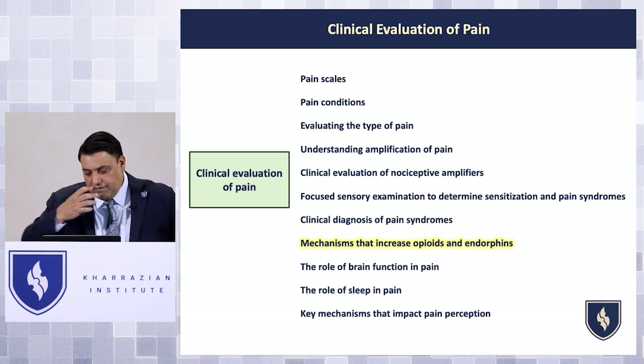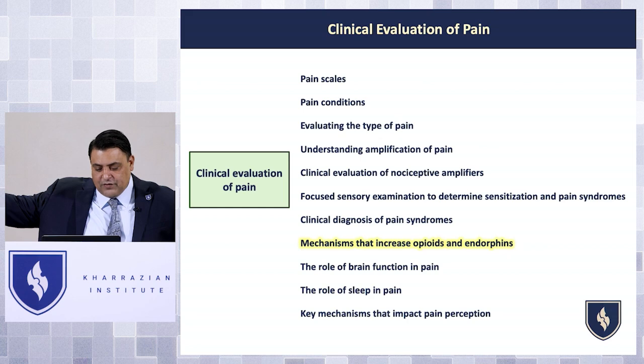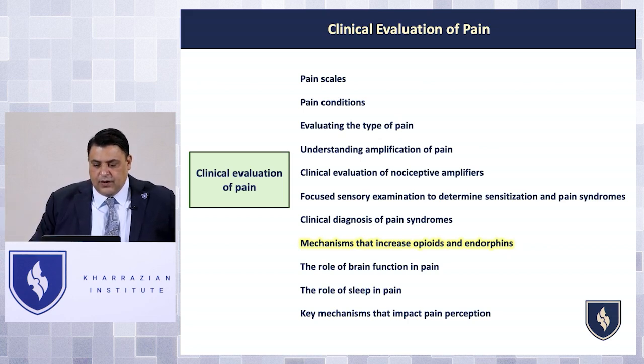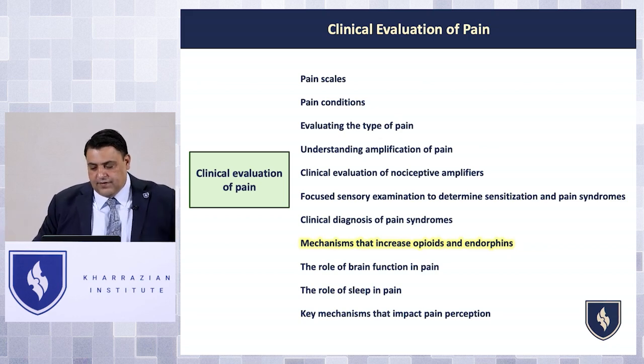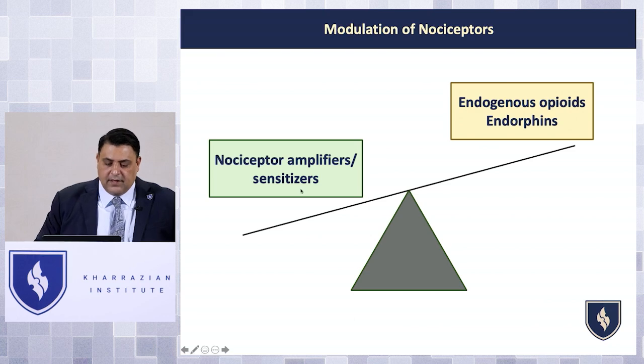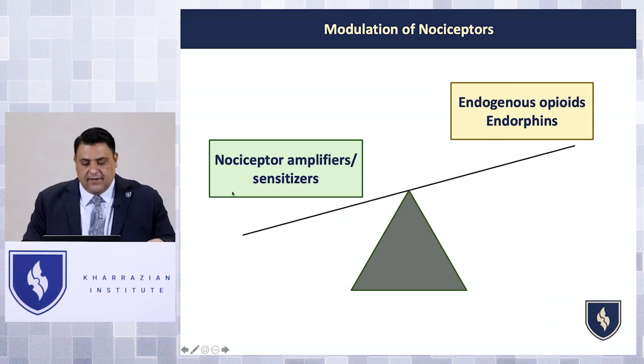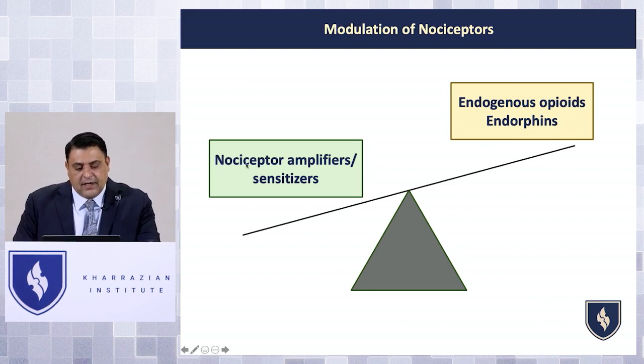And then you have to try to find things that work on the opposite spectrum. There are things in opioids that help decrease pain. So when you're trying to evaluate a pain patient, it's not just how much pain they have and what things are driving it, but also what things can counteract pain, which is where endorphins come in. So ultimately with pain, it's the balance between how many nociceptor amplifiers they have versus how many opioids they have.